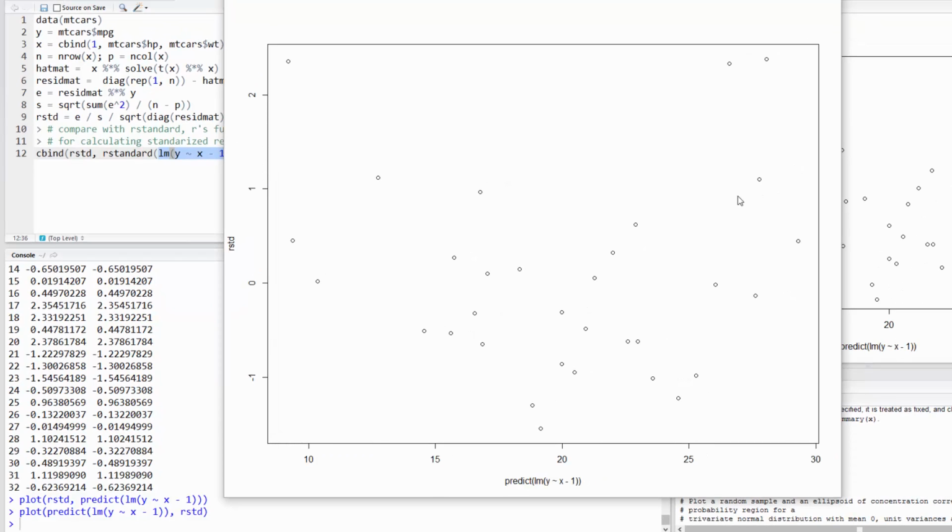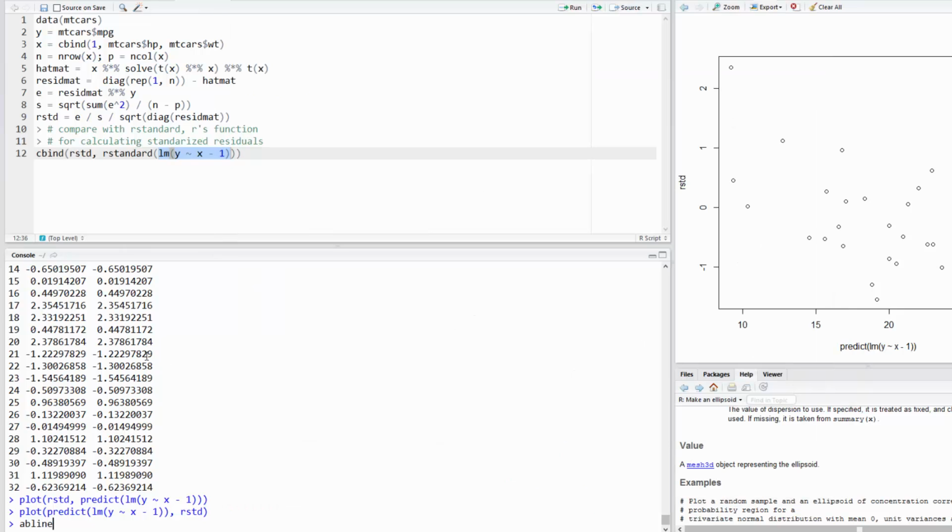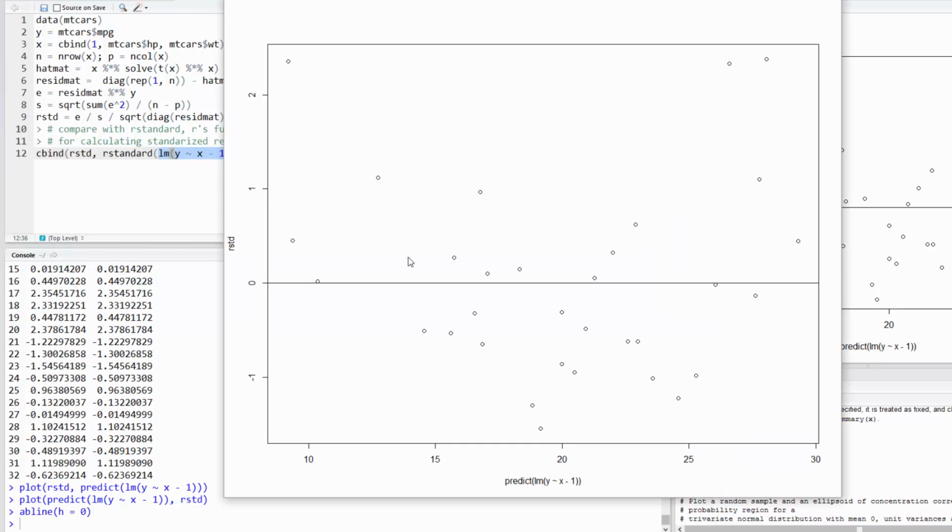And when you look at these plots, you want to look for any obvious patterns or systematic relationships, for example, variances increasing with the predicted value or things like that. Often you usually want to add a horizontal line at 0, because since we've included an intercept, our residuals have to sum to 0, so they at some level have to be distributed above and below 0.